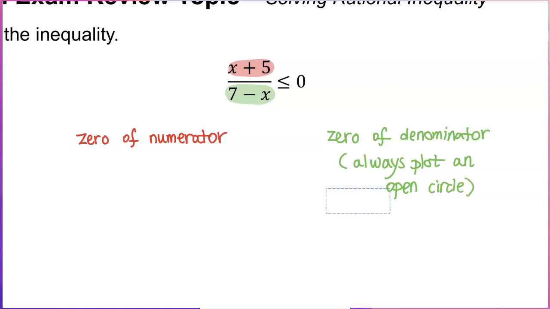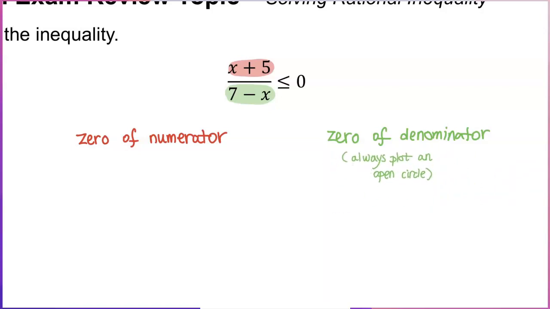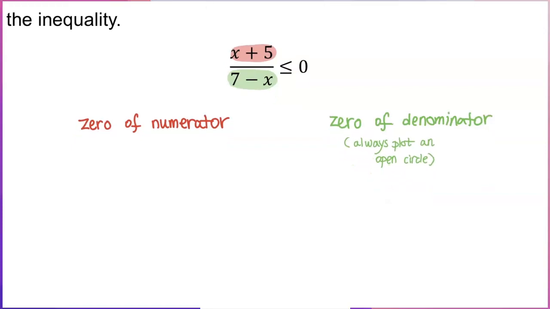Because you can't have 0 in the bottom of a fraction, right? You can't have a 0 denominator. So you will always plot an open circle for the zeros of denominators. Now, for the zeros of numerators, that goes with the sign of the inequality. Look, it says that this rational expression can be equal to 0, right? When they say less than or equal to.